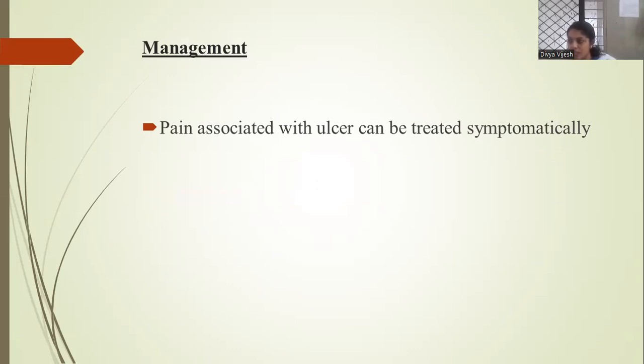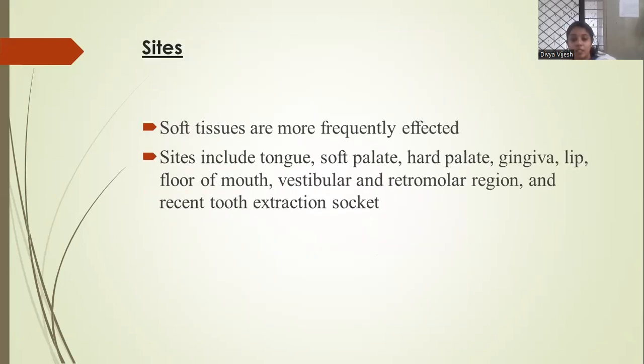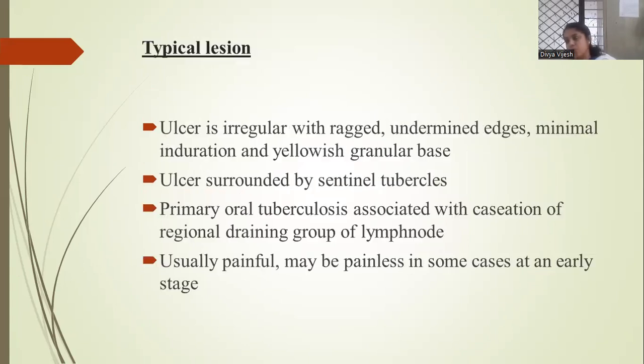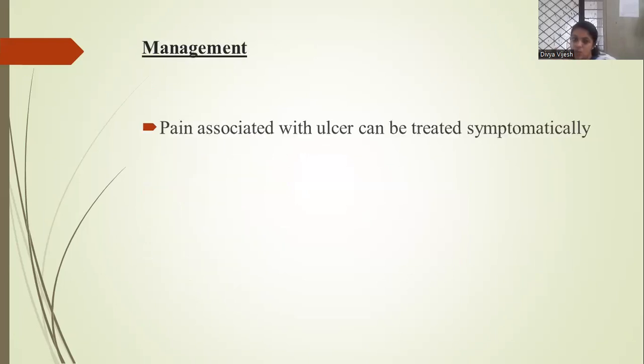So one of the chronic ulcers you have now studied is the tuberculous ulcer. Mostly you can see it on the tongue and also on the soft palate, hard palate, gingiva, lip, floor of the mouth, everywhere. Soft tissues are most frequently involved. And you can see regional lymphadenopathy, and you can see the ulcer with ragged undermined edges, minimal induration and a yellowish granular base. Okay, it's usually pink, and you have to write the differential diagnosis also.